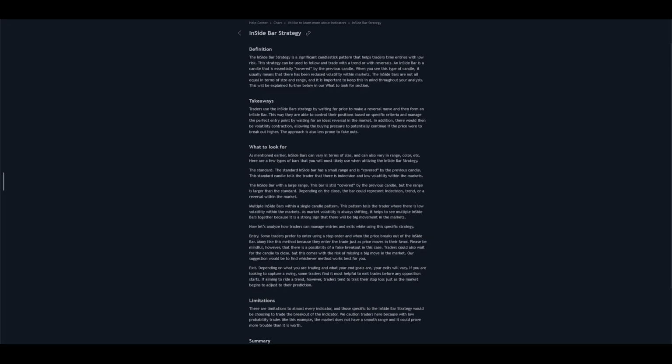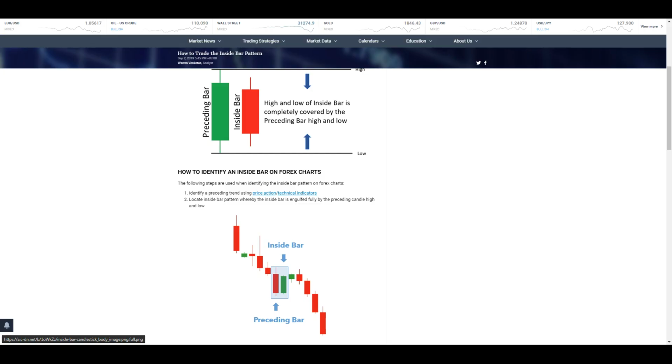If aiming to ride a trend, however, traders tend to trail their stop loss just as the market begins to adjust to their prediction. There are limitations to almost every indicator, and those specific to the inside bar strategy would be choosing to trade the breakout of the indicator. We caution traders here because with low probability trades like this example, the market does not have a smooth range and it could prove more trouble than it is worth.